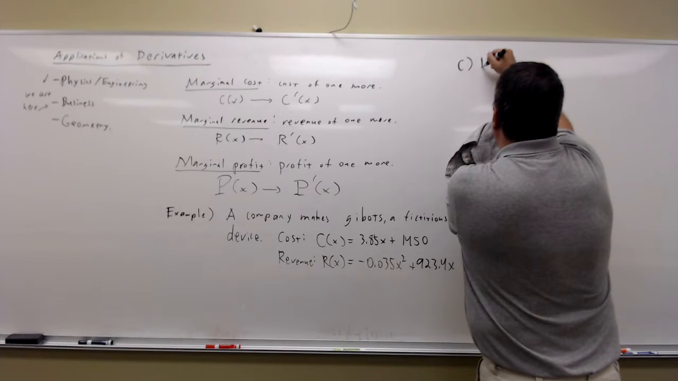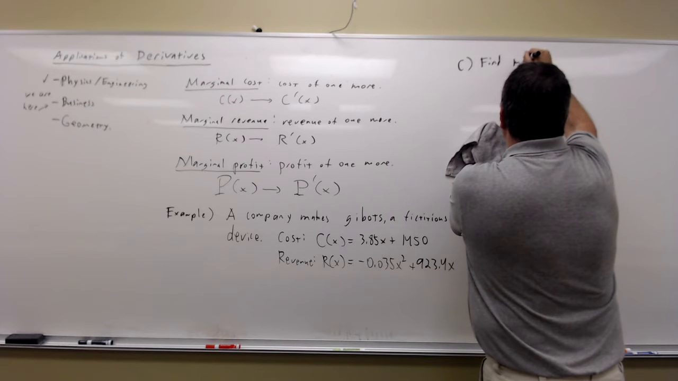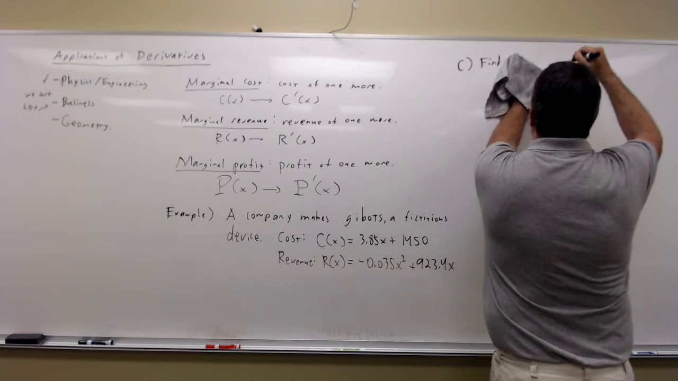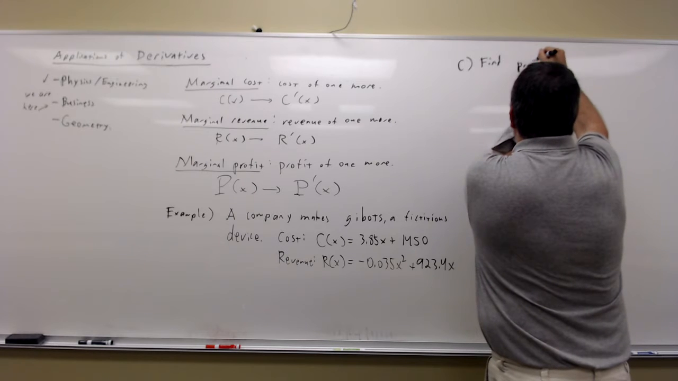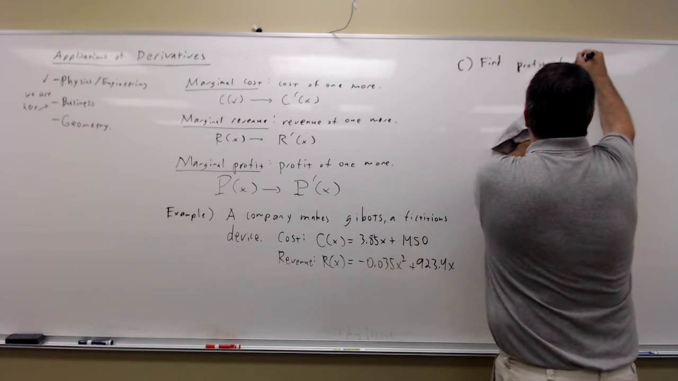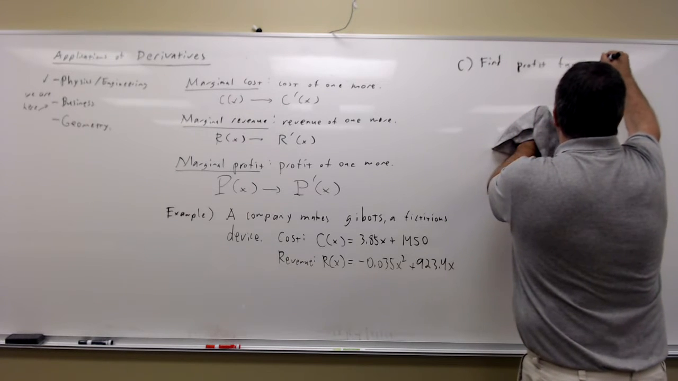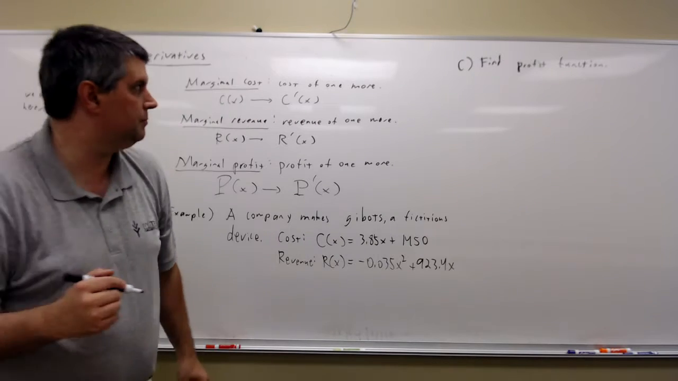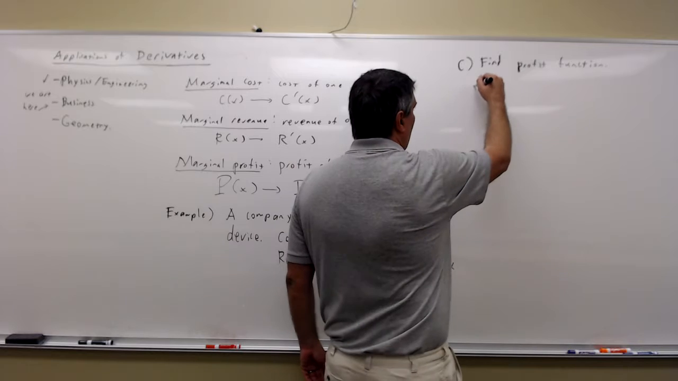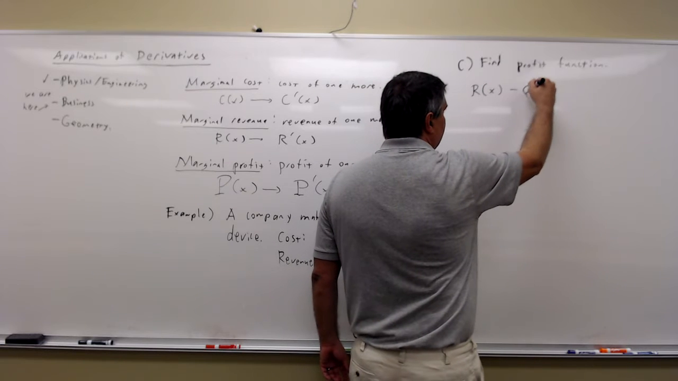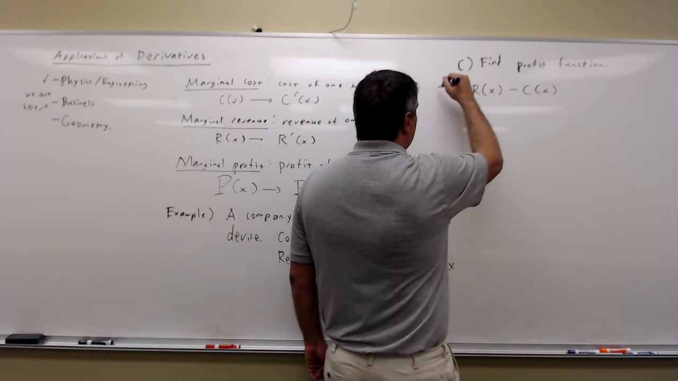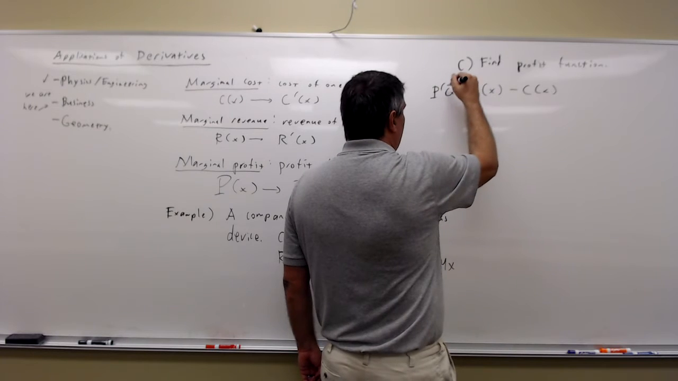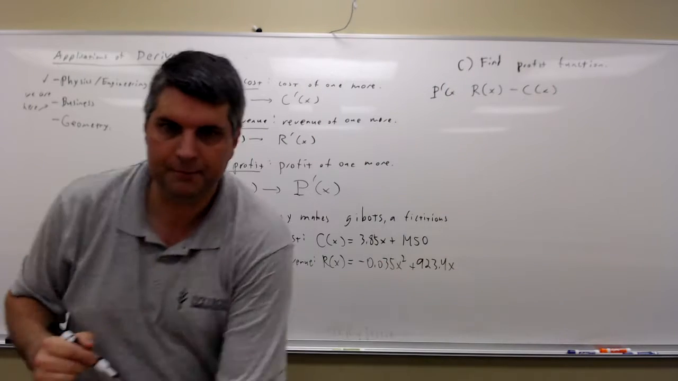C, find the profit function. Okay, well, it's R of x minus C of x. And that's capital P of x, not P prime.